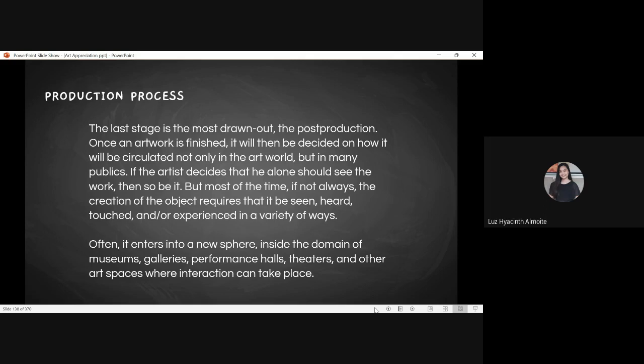So, hindi porket tapos na yung artwork, doon na matatapos yung process. Iisipin pa kung para lang ba 'to sa mata ng artist, sa master, or i-di-distribute pa 'to para makita ng public, i-di-display niya ba ito sa museum for free or ipapa-auction niya, something like that. Kasama 'yun sa post-production.